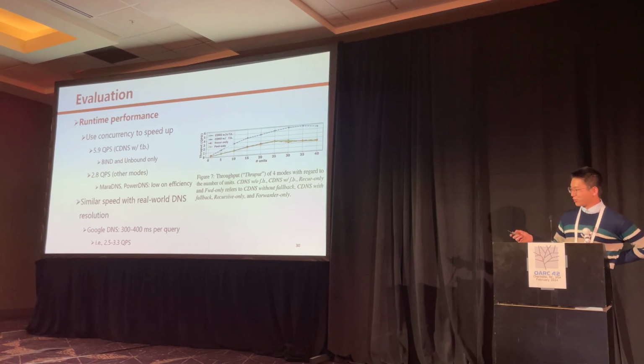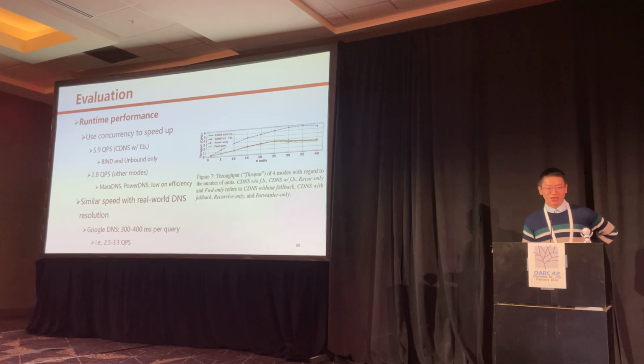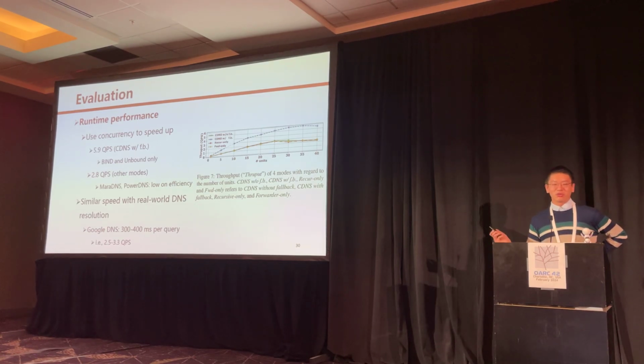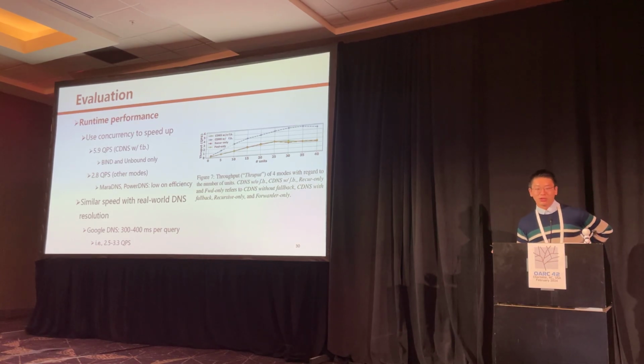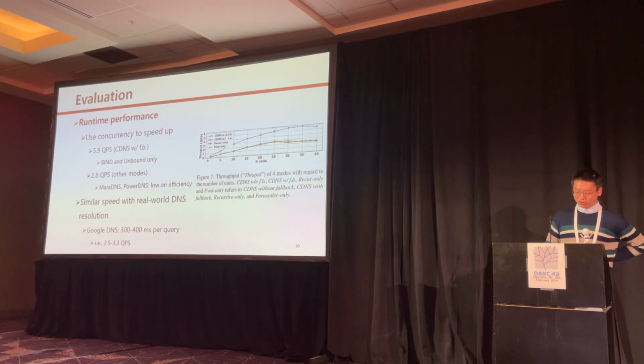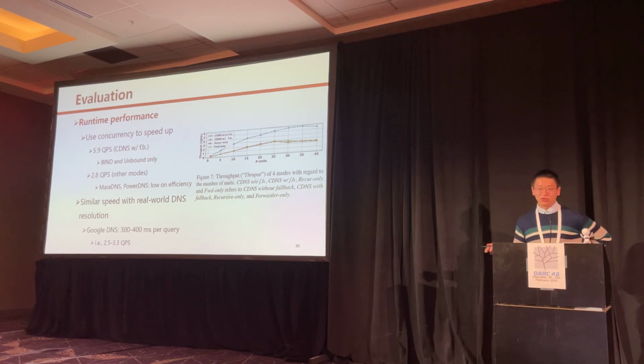Based on the report of Google DNS, they say normally in the real world it is like 0.3 to 0.4 seconds per query, so it is this QPS. So I think we did good in efficiency.